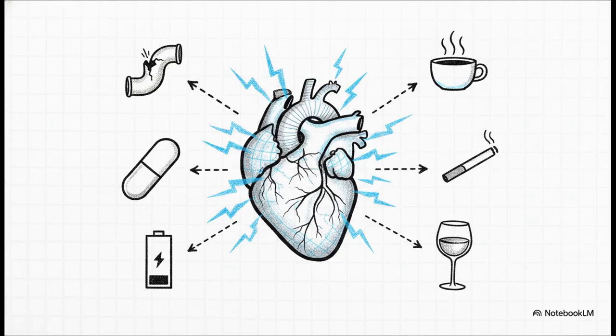Others are chemical, electrolyte imbalances. Specifically, low potassium or magnesium totally disrupt the flow of ions. Certain medicines, like digoxin or even other antiarrhythmics, can induce them. And of course, lifestyle factors play a massive role. Excess caffeine, alcohol, smoking, or systemic issues like hyperthyroidism can all overstimulate or damage the grid. Everything from a massive heart attack to your third cup of coffee has a direct impact on this electrical circuitry.